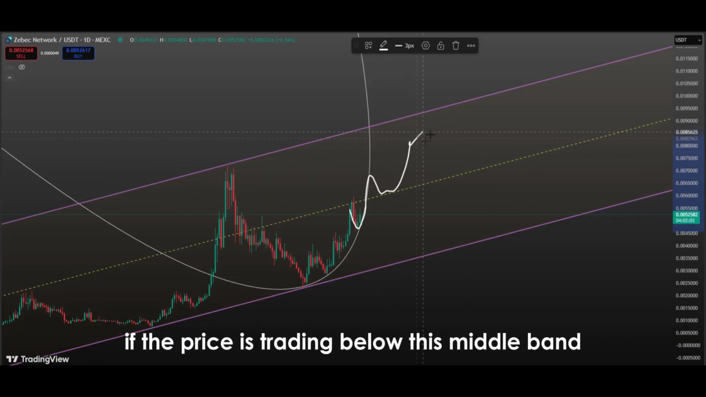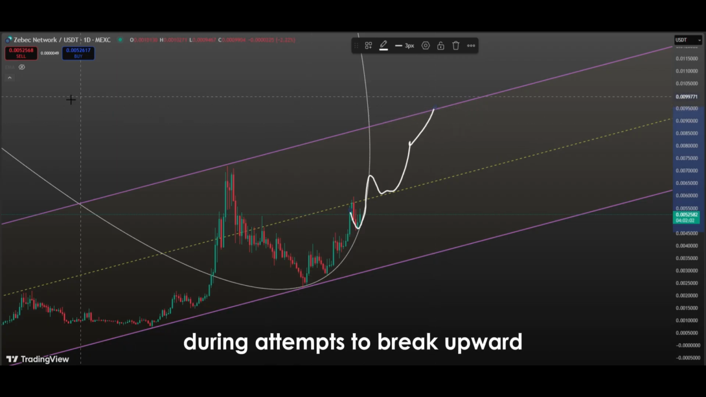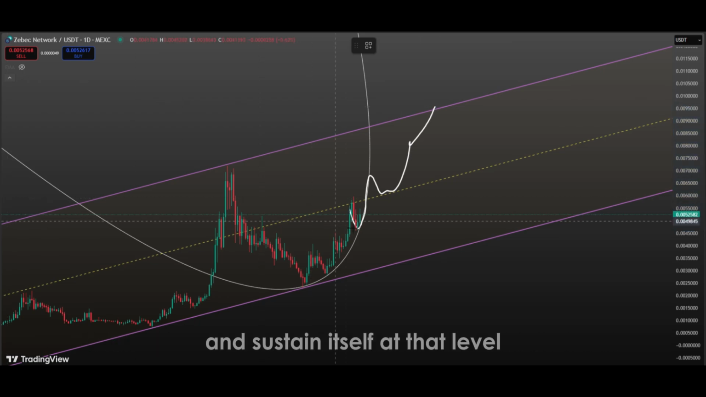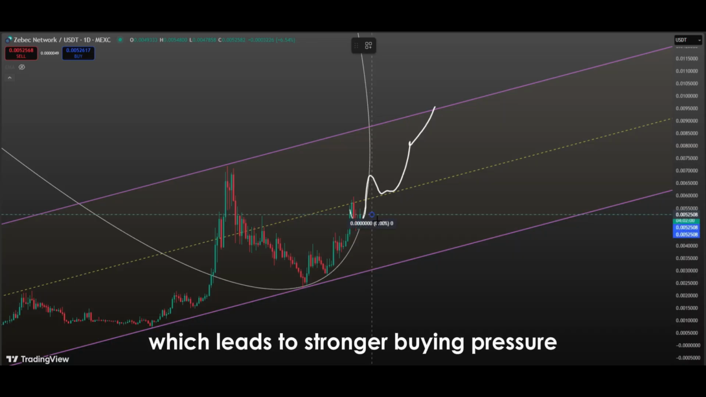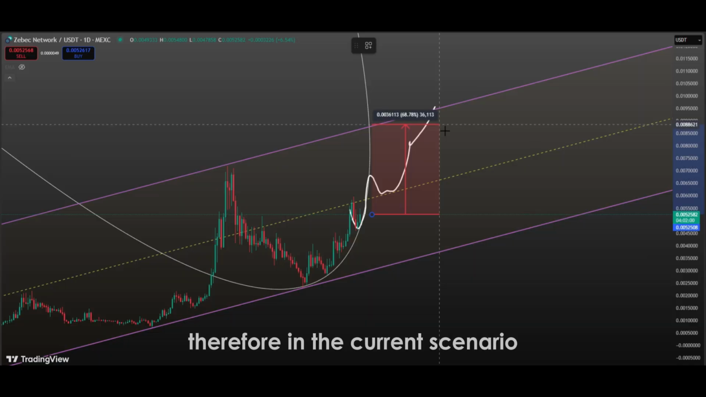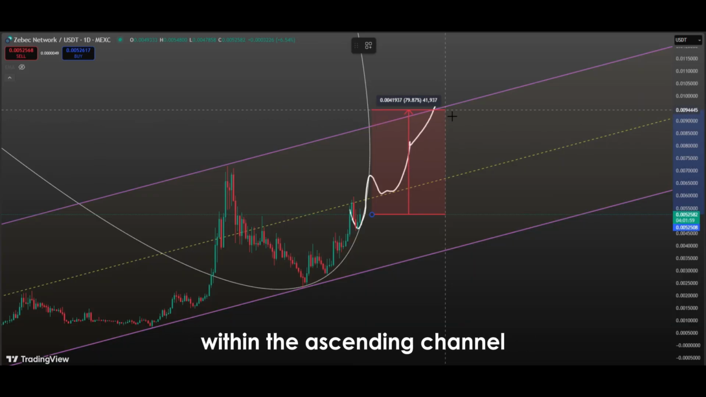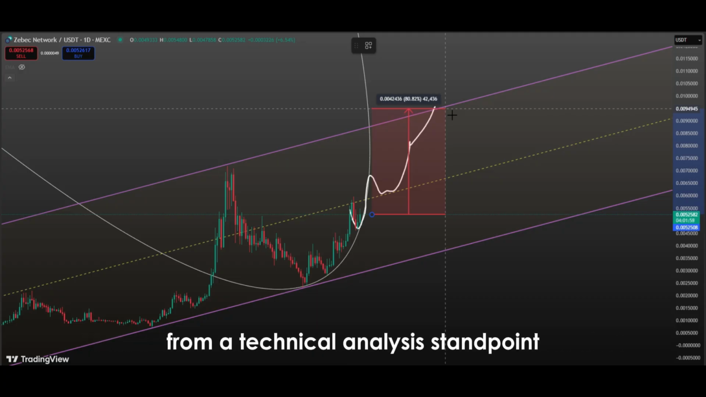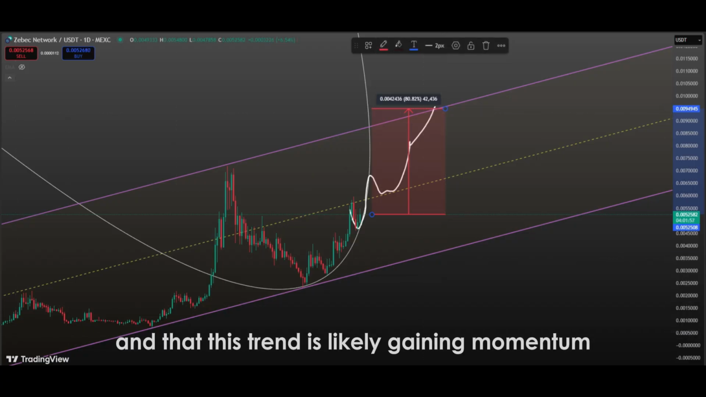If the price is trading below this middle band, it typically serves as resistance during attempts to break upward. However, if the price manages to rise above the middle band and sustain itself at that level, investor confidence increases, which leads to stronger buying pressure. Therefore, in the current scenario, the price crossing the middle band within the ascending channel is an extremely positive development for the market. From a technical analysis standpoint, this indicates that the price is maintaining its uptrend and that this trend is likely gaining momentum.